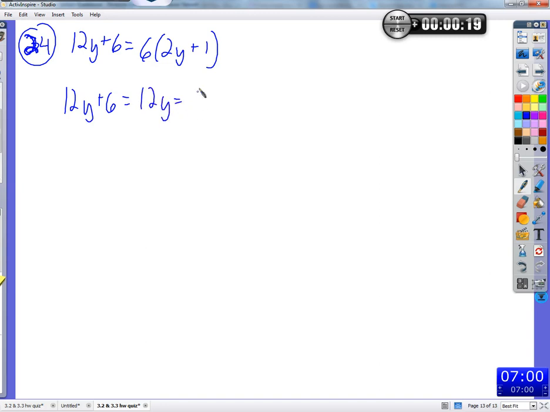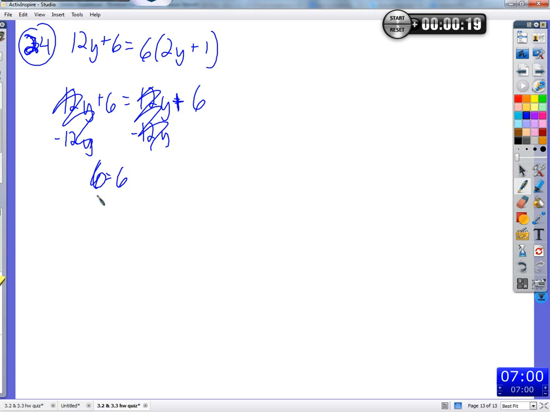12y plus six, sorry. And then I guess you subtract 12y from both sides. Subtract 12y. Same thing happens. Eliminates the y's. We just get 6 equals 6. But this is different than the previous example because what? What's different about it?